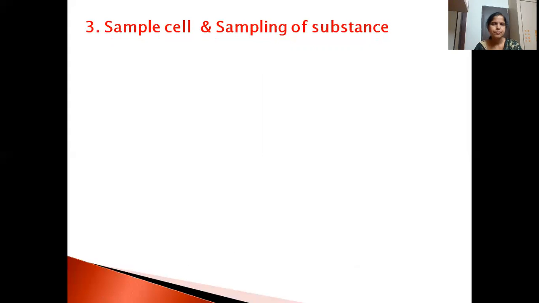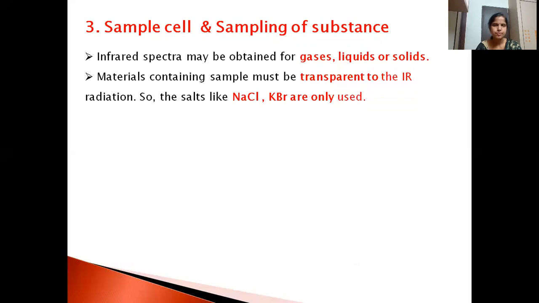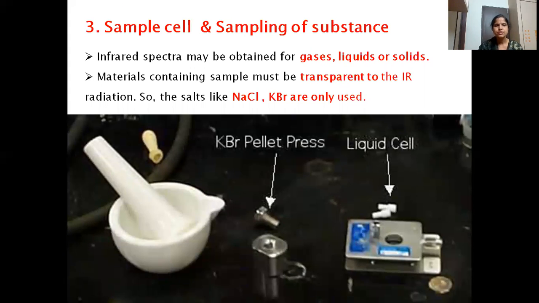Then how to prepare a sample or sample cell and sampling of substance. The samples we can take in IR are in gaseous, liquid, or solid state. The materials containing the sample must be transparent to the IR radiations, and the salts we generally use are sodium chloride and potassium bromide. We can take samples in the form of pellets, converting the powder form into pellets, or we can directly take the liquid form of the sample.